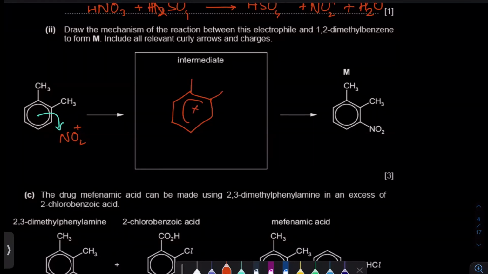ये मिथाइल ग्रुप ऐसे ही रहेंगे, और यहाँ पर we'll have hydrogen and nitro. Now this hydrogen will obviously donate the bond electrons here, और हमारे पास यहाँ पर H positive separate मिल जाएगा हमें. ठीक है, so that's the mechanism.